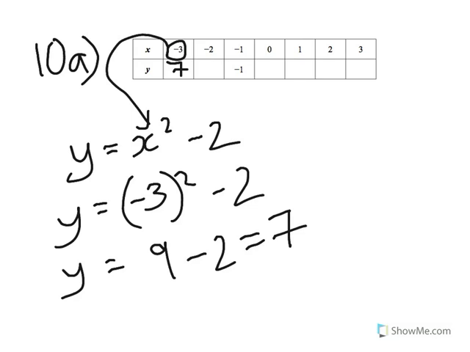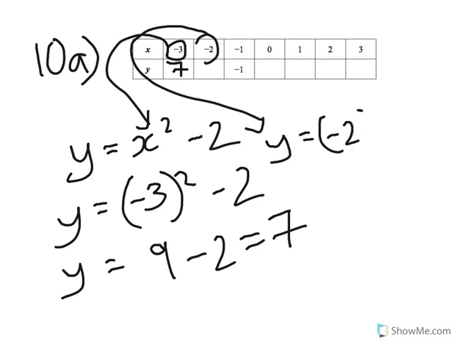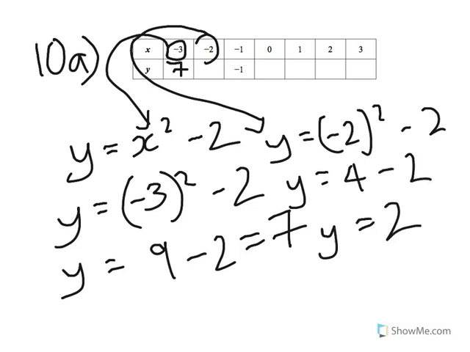Then you do it for the next one. Y is equal to negative 2 squared minus 2. So negative 2 squared is 4. 4 minus 2, y is equal to 2. So then just repeat it for the next values and you'll get your answers. So the next answers are minus 2, minus 1, 2, and 7. Just follow the same pattern which I did for the first two and you get your answers.